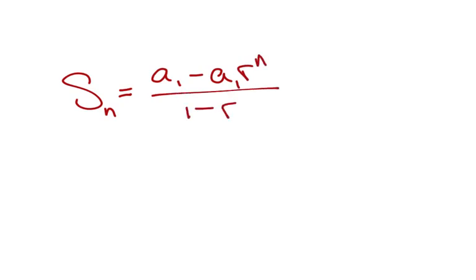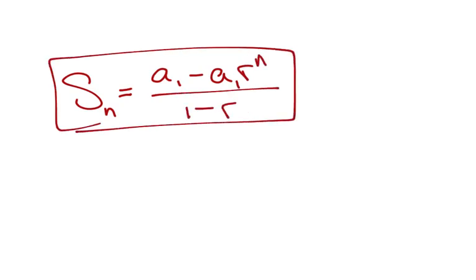So the thing to remember about a finite geometric sum, or the sum of a finite geometric series, is just the formula: first term minus the first term times r to the n, over 1 minus r. Write it down, use it over and over again until you feel super comfortable with it.